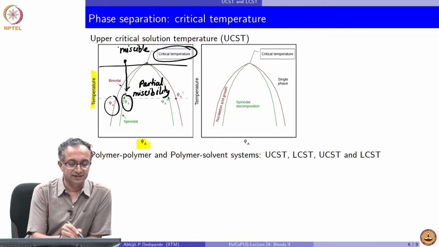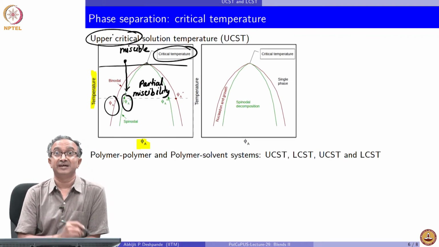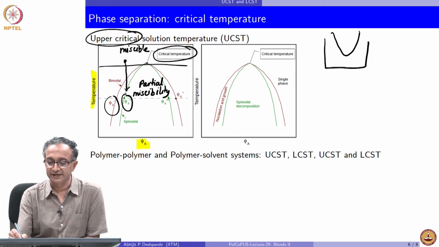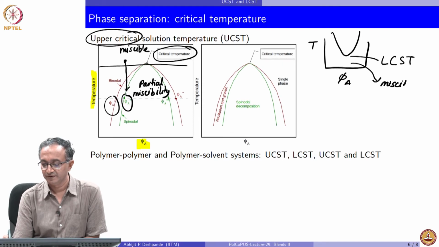And since it's a higher temperature, it's also called an upper critical temperature, which implies that in many polymeric systems, you may have a phase diagram which looks like this. So temperature as a function of composition, you will have what is called an LCST, or lower critical solution temperature. So in this case, lower temperature is where there is miscible behavior. And when you increase the temperature, this becomes partially miscible.